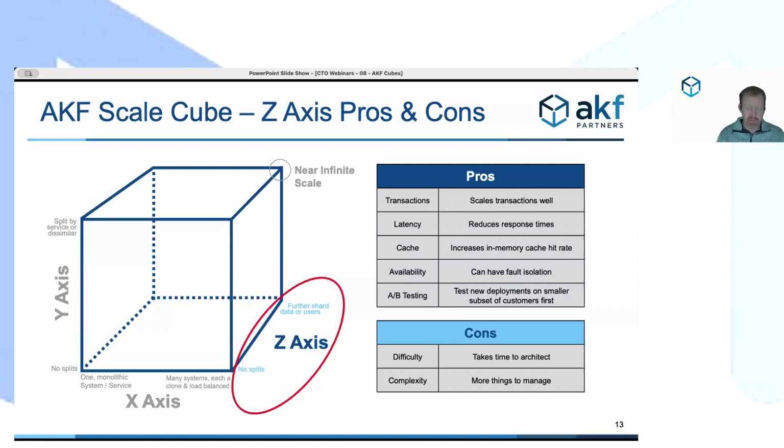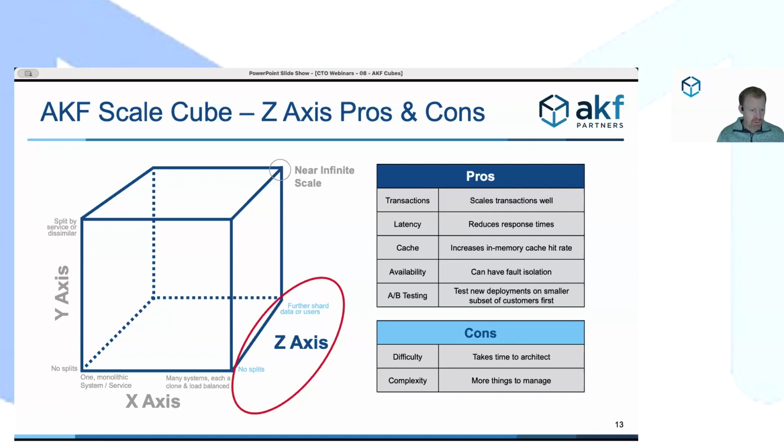Also improves the cache hit rate, maybe not from a functional standpoint, but it's more likely that those customers are in memory. You can also have fault isolation. And this is another one that also allows A/B testing to deploy things into different environments by geography. This is also difficult to architect, and it also has more things to manage. So you're probably going to need infrastructure as code in order to manage this option here.